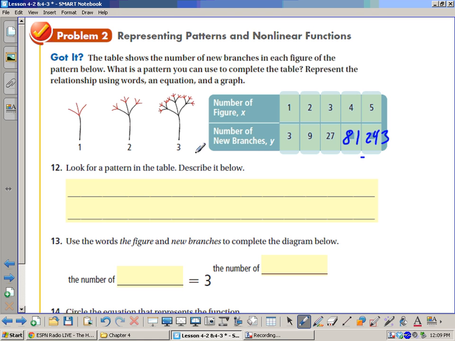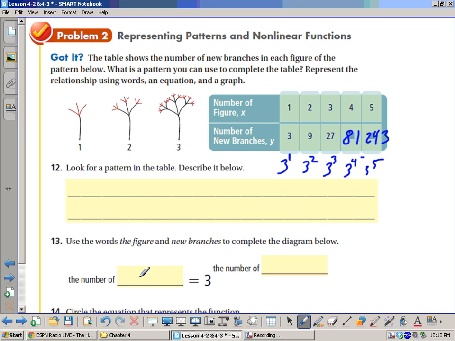No, I noticed that there was a pattern here. I noticed that these numbers here, 3, 9, 27, have to all do with 3 and what we're doing to it. So 3 raised to the 1 power is 3. 3 raised to the second power is 9. 3 raised to the third power is 27. So I just recognized that these were all just some multiple of 3. So I took which figure I was on and raised 3 to that. So this would be 3 to the 4th, 3 to the 5th.